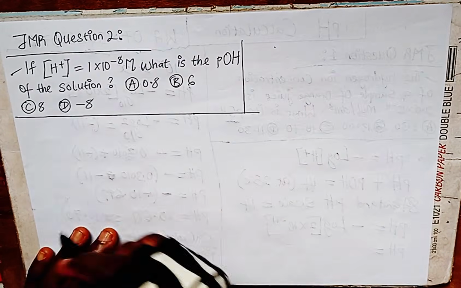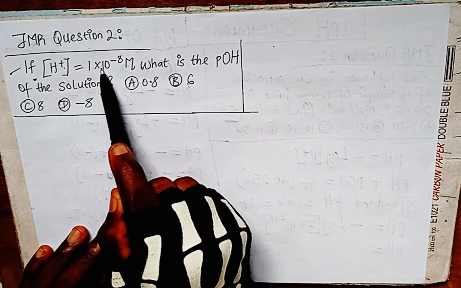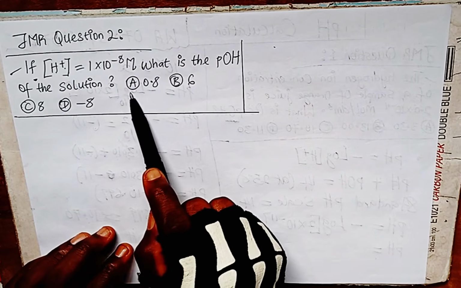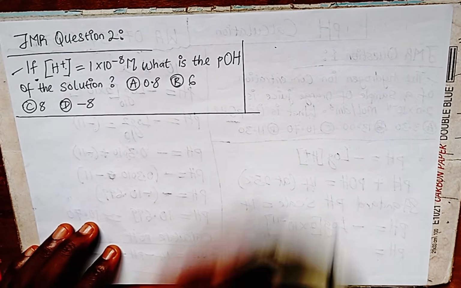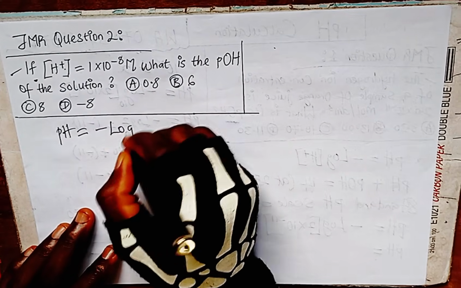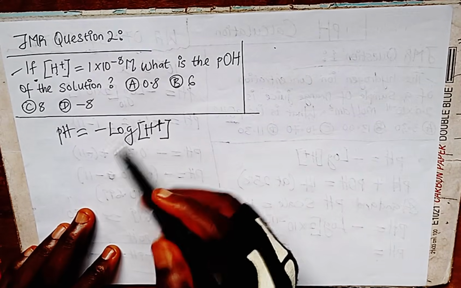Let's move on to number 2. Still under the pH calculation, question 2 reads: if the hydrogen ion concentration is equal to 1 times 10 raised to the power minus 8 mole, what is the pOH of the solution? Very easy. We apply the same formula we used just now. pH is equal to, remember the scale, negative log of the hydrogen ion concentration. Close the bracket.